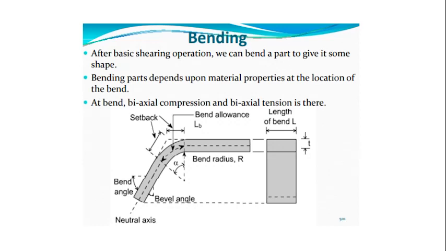Coining, then bending. Bending is important. Suppose you have done your shearing operation. Now we will go for bending. Bending depends upon the material properties, at what location you have to bend. In bending, at the bend there will be biaxial compression and biaxial tension. Can you tell in which part there will be biaxial compression and which part biaxial tension? Upper part tensile. Correct. In this part there will be biaxial tension, and in this part biaxial compression.